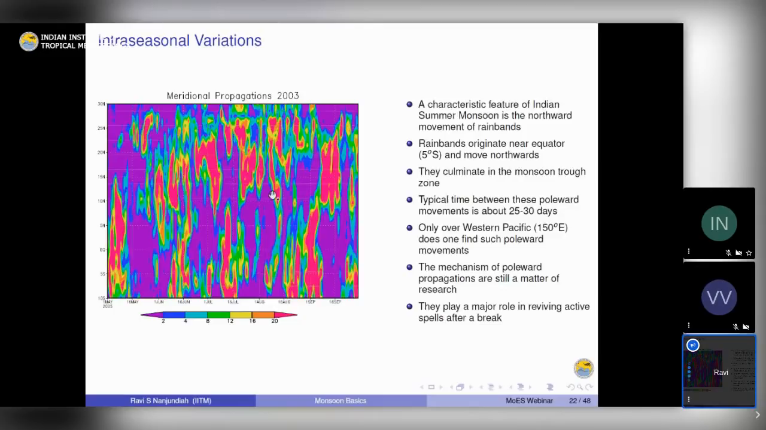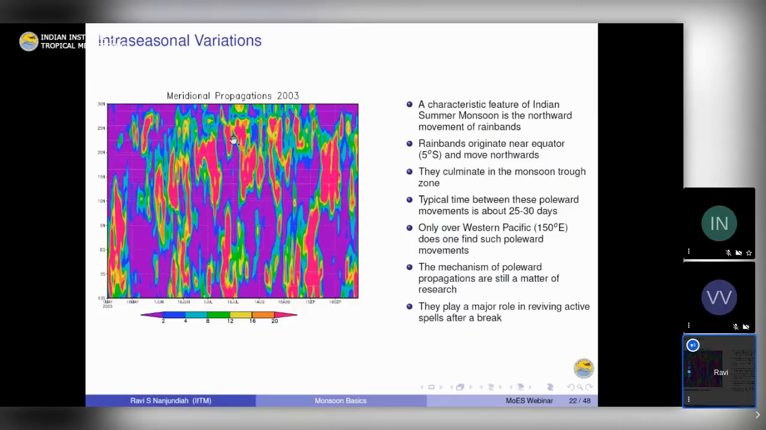And it is these that move from the warm equatorial region, which is the secondary region of high rain that we saw in the earlier picture. It originates there and moves into the trough zone, and happens with a typical period of about 25 to 30, sometimes even 40 days. Such a signal is also seen over the West Pacific, that is, 150 east.